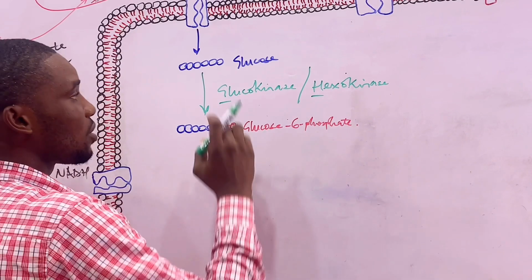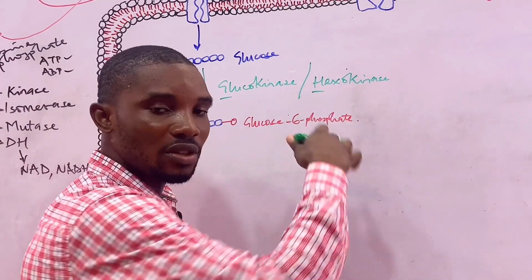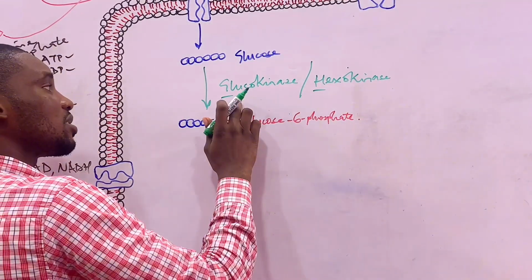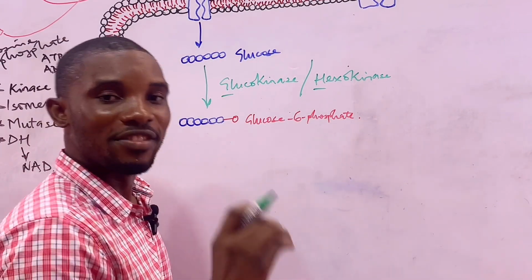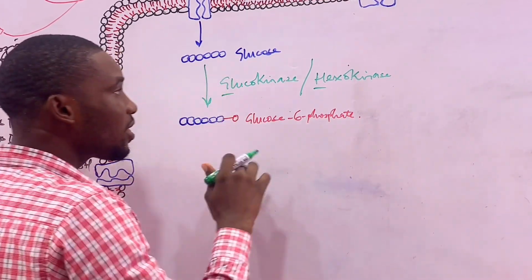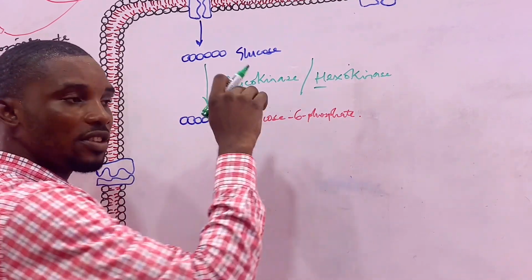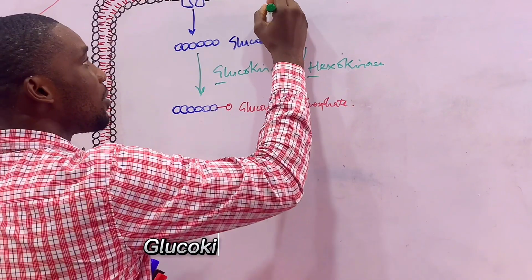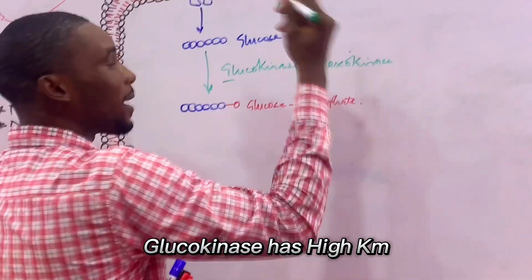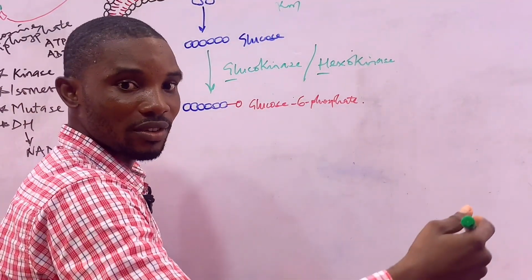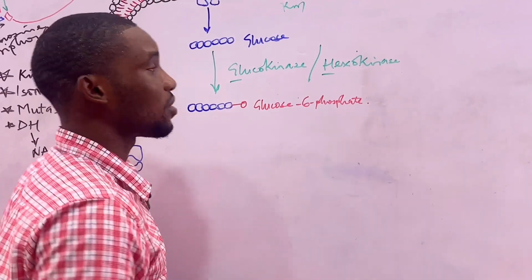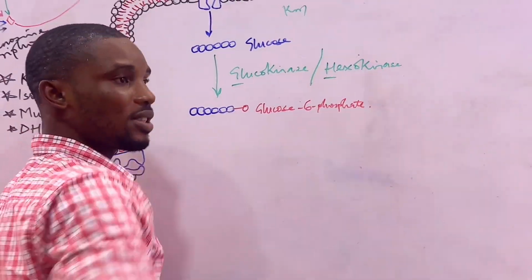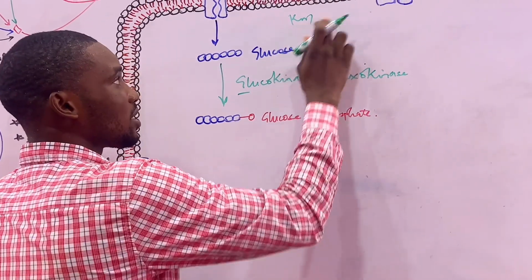The second difference is their location. Whereas hexokinase is found in all cells, glucokinase is found particularly in the liver and beta cells. And then the glucokinase having low affinity has a high Km. Okay, so the Km is the Michaelis constant, right? Okay, you know the Michaelis-Menten equation, right? So this is the Michaelis constant. I would release a video on enzymes and you will understand this better.